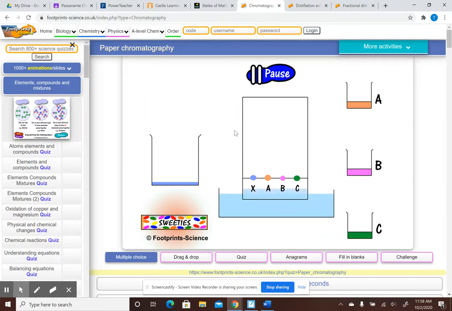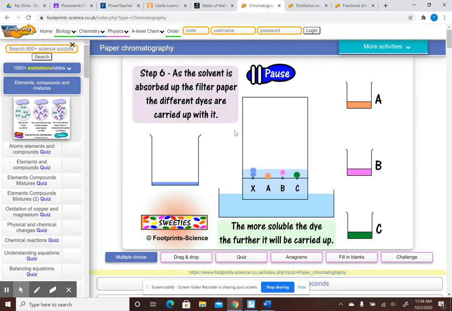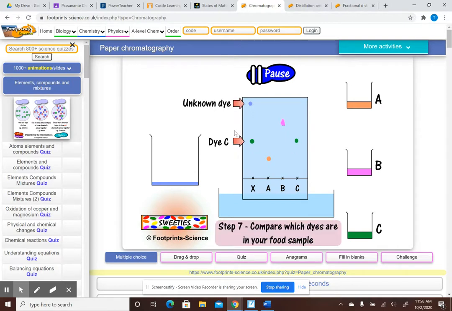So now I put my paper in water. The water seeps up. Look at that blue dot separating. 1, 2. So there were 2 different pigments in that dye. Dye C and the unknown dye.